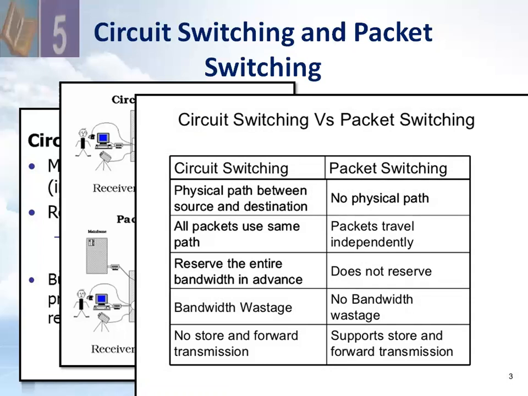In circuit switching, there is bandwidth wastage, and in packet switching, there is no bandwidth wastage. So bandwidth means how much data can travel at one time. That amount of data is called bandwidth. Then in circuit switching, there is no store and forward transmission. Packet switching supports store and forward transmission.